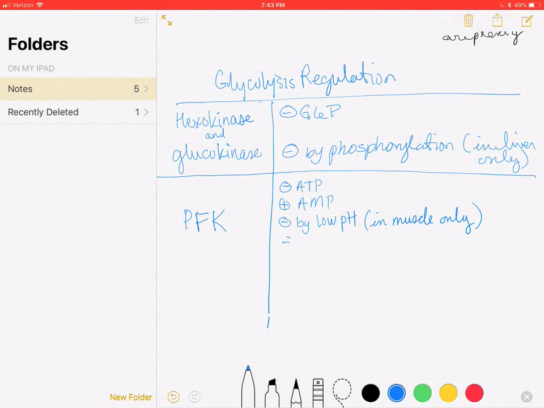Okay, we talked about citrate being a sign of abundant building blocks for synthesis. Remember, the liver is in charge of synthesis, so only in the liver is citrate going to be inhibitory.